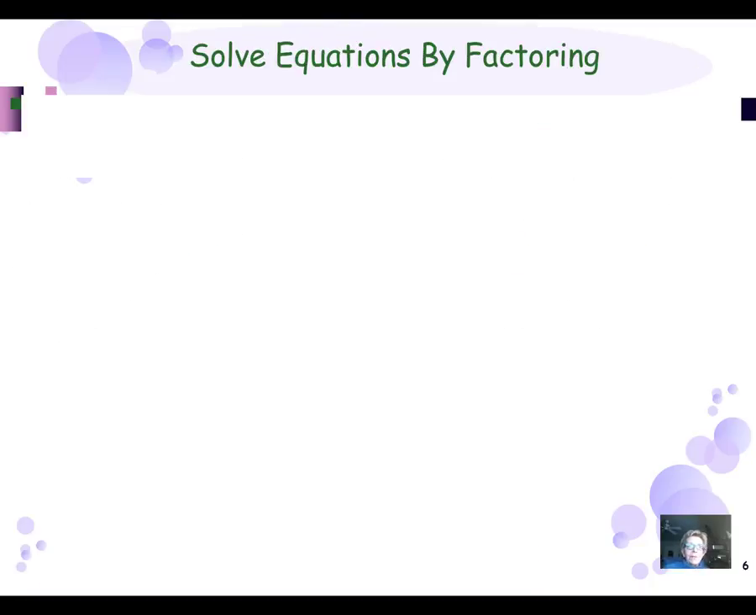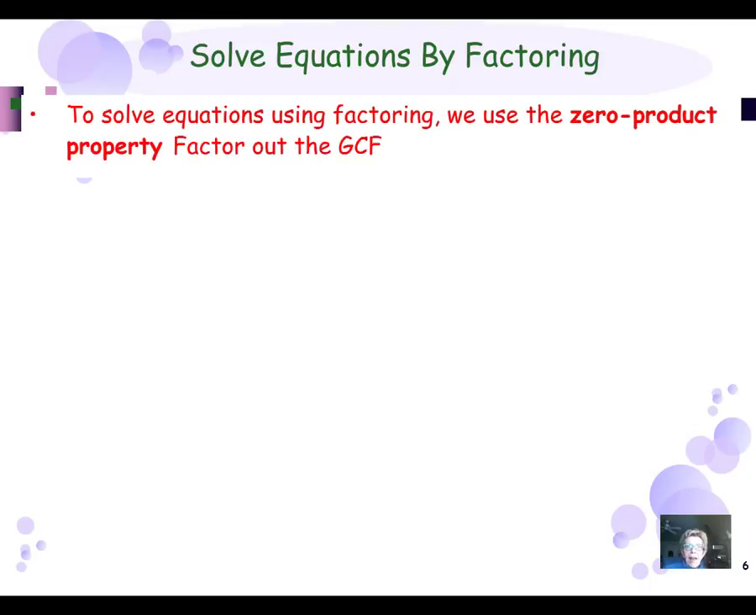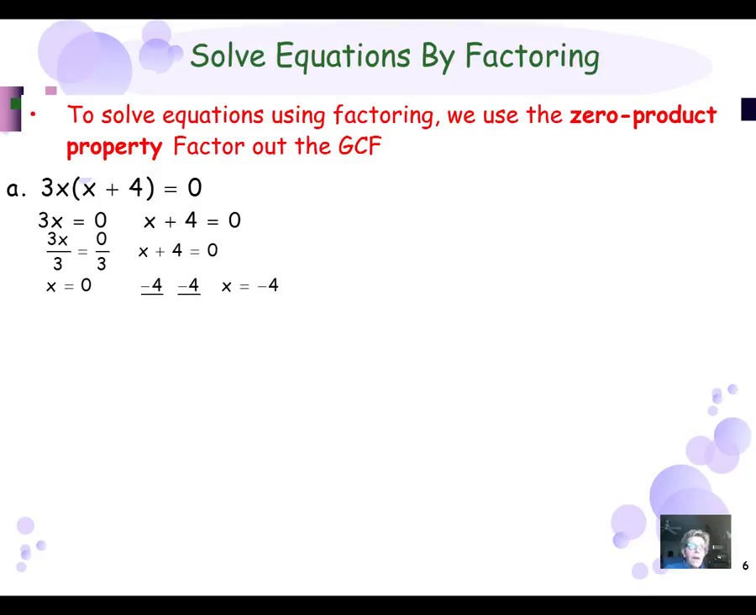The last slide for tonight is solve equations by factoring. To solve equations by factoring, we want to use the zero product property and factor out the GCF. Letter A is already factored for you. Now I'm going to take both sets of factors, set them equal to 0, and I have 3x equals 0. I'm going to divide 3x by 3 and 0 by 3. I get x equals 0.